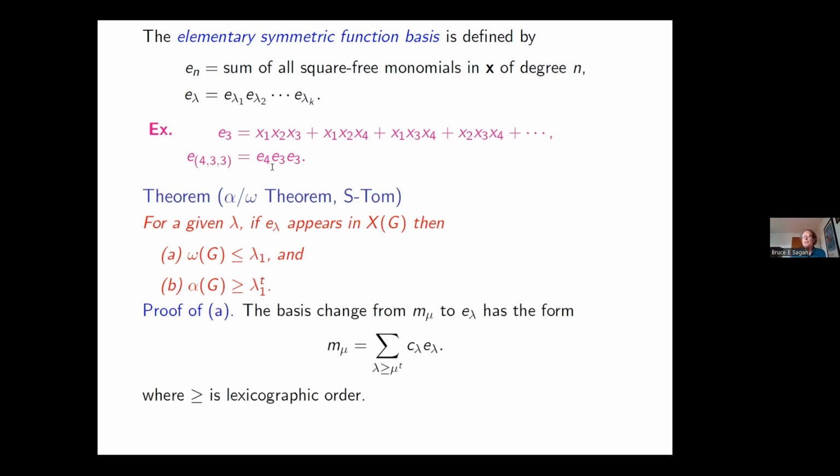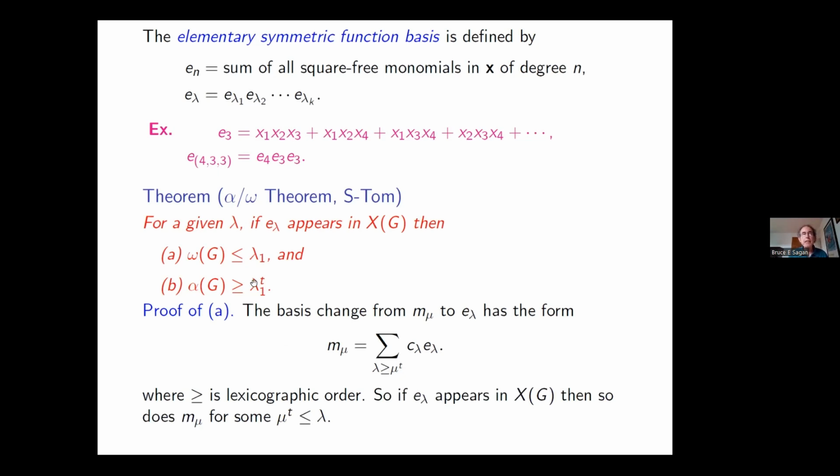What does the basis change matrix look like? Well, it's triangular if you use the right orders on the partitions. In particular, m sub mu is just a sum of E lambdas, where lambda is greater than or equal to mu transpose, where this greater than is lexicographic order. If you wish, you can use dominance order, but we won't need that. Lex order is enough for us at this point.